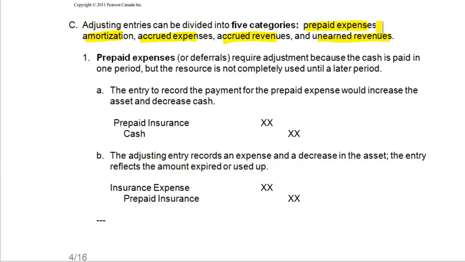So, prepaid expenses requires the adjustment because the cash is paid in one period, but the resource is not completely used until a later period. So if it was a cash basis, we would have our entry all set up. But because of accrual accounting, we pay cash for insurance. As I said, right? Pay cash for insurance. We don't actually record insurance as an expense because insurance is coverage over a period of time. The day we buy it, we haven't used it up yet, hardly at all, right?